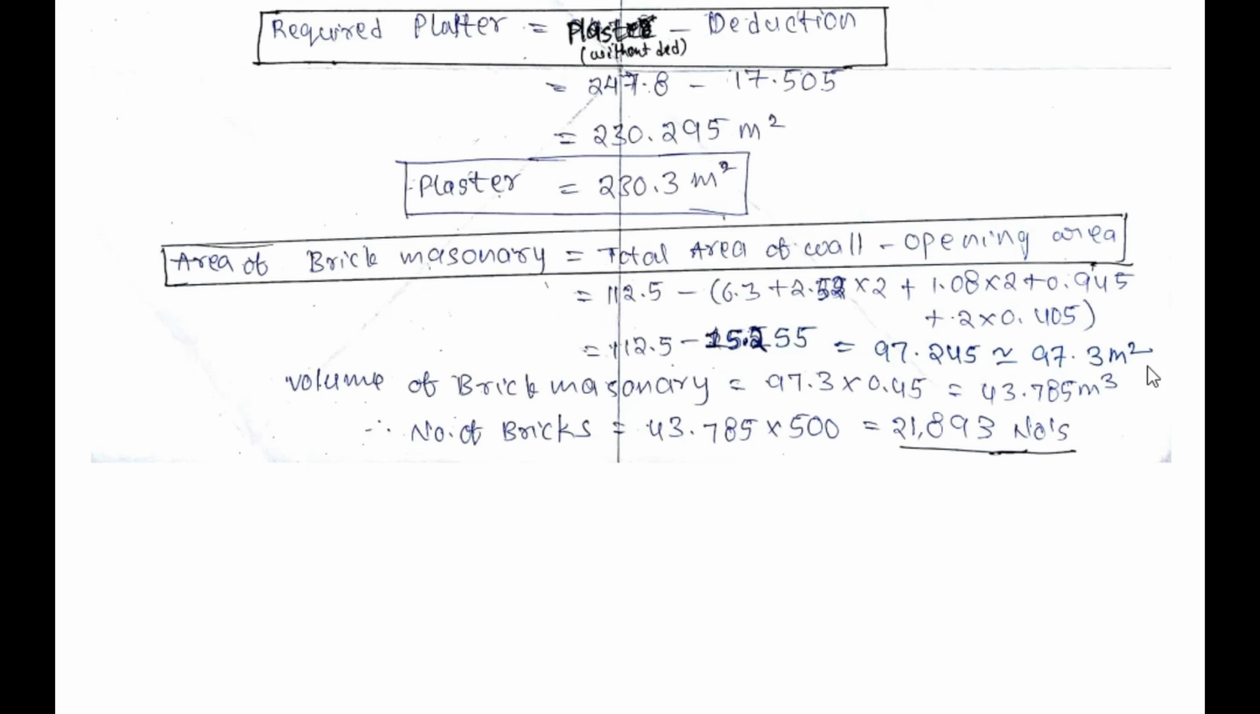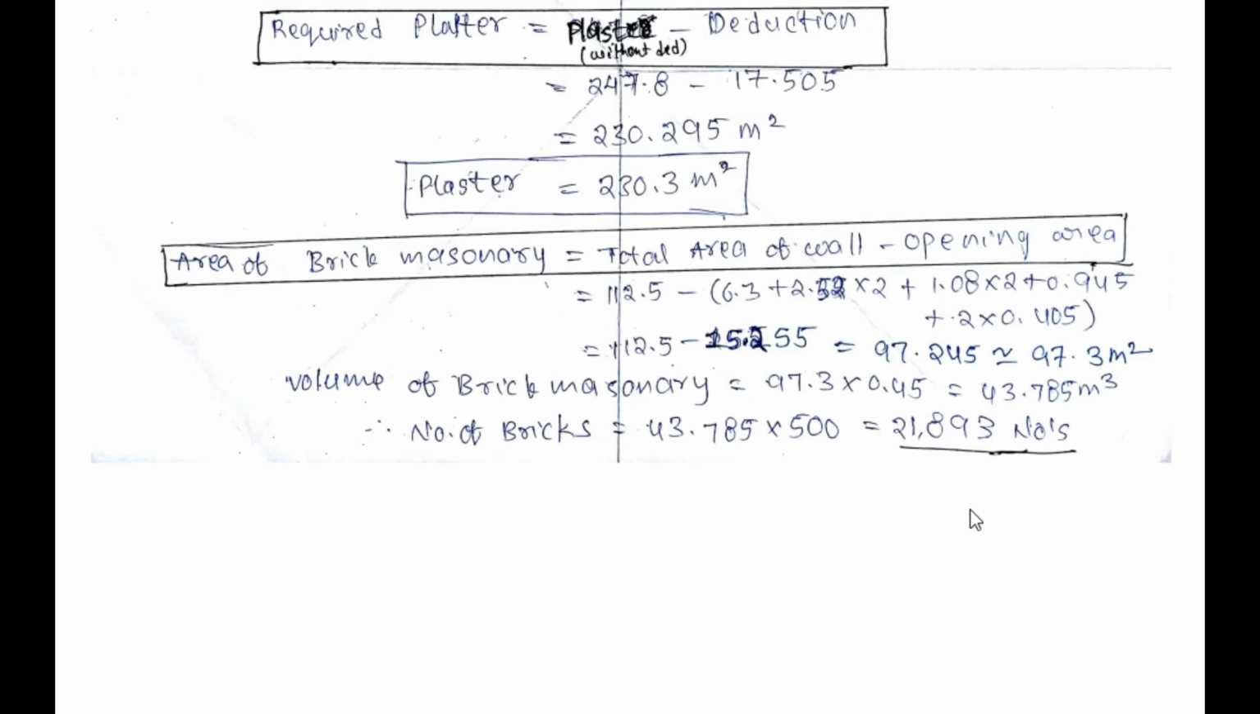Now we know the area of the brick masonry, which equals 97.3 meter square. The volume of the brick masonry can be obtained by multiplying this 97.3 meter square by the thickness of the wall. 97.3 into 0.45 equals 43.78 meter cube.